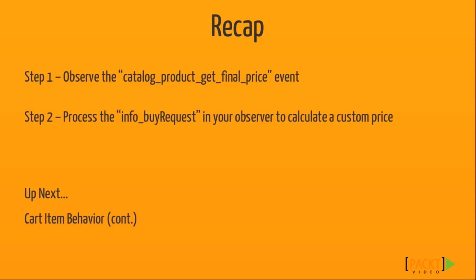So let's recap. First, we created an observer for the catalog product getFinalPrice event. The second step was to process the info buy request in that observer so we could calculate our custom price. Coming up next in the following video, we'll be continuing some extensions to the cart item behavior, so stay tuned.